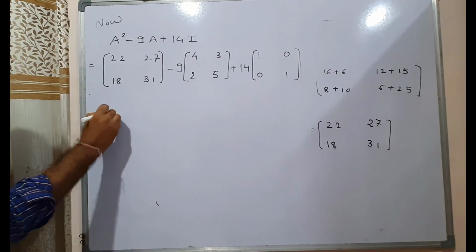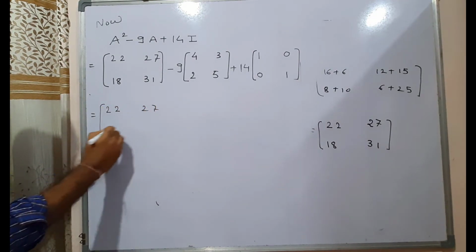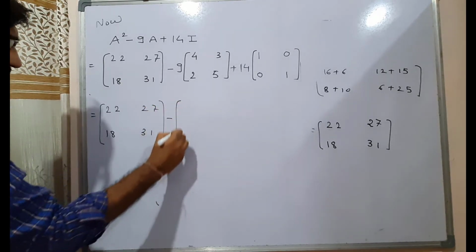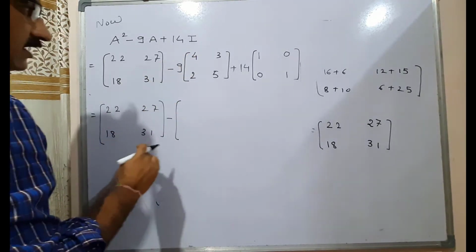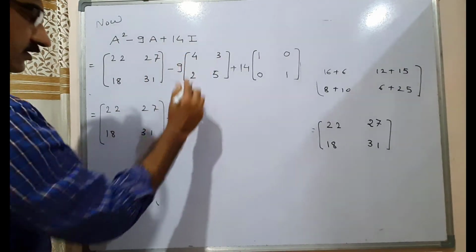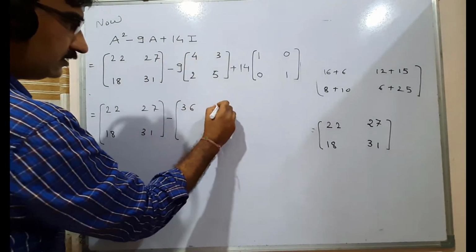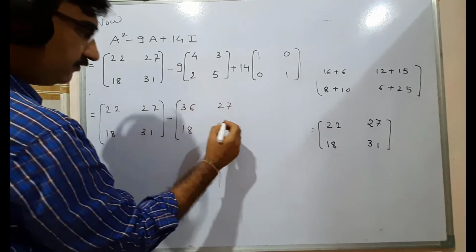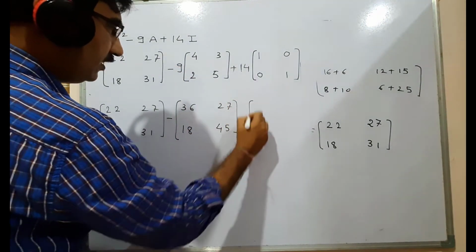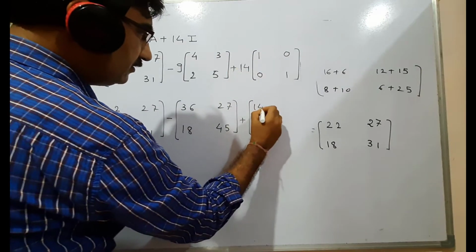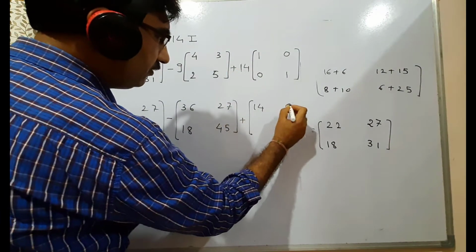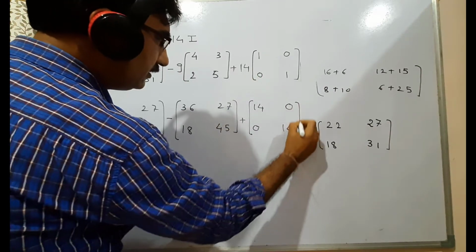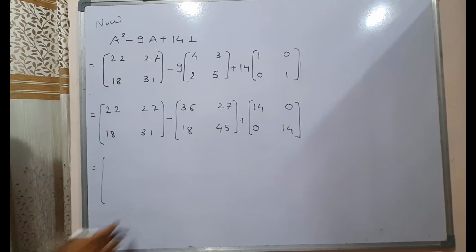Now take the calculation: 22, 27, 18, 31. Keep the minus sign as it is and multiply this 9 inside the matrix: 9 into 4, 36, 9 into 3, 27, 9 into 2, 18, 9 into 5, 45. Now multiply this 14: 14 into 1, 14, 14 into 0, 0, again 0, and here 14. Now take subtraction.